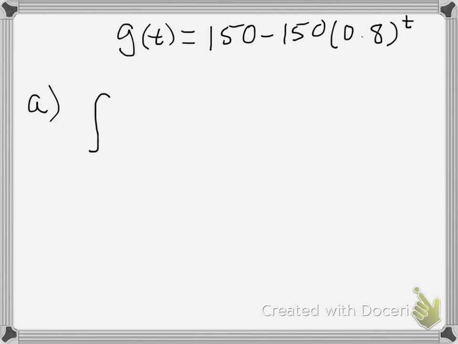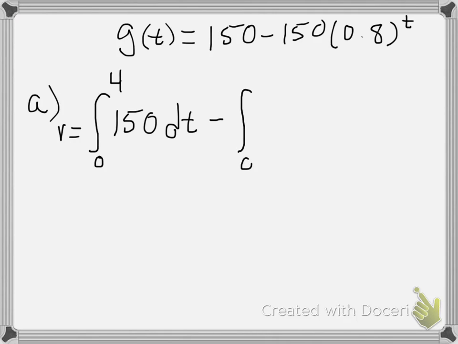Well, in other words, what we want is how much volume is in. If it's flowing in at 150 gallons per hour, that would be the integral of 150 dt from 0 to 4. And we would subtract off what's draining out from 0 to 4, and that's the integral of 150 minus 150 times 0.8 to the t power dt.